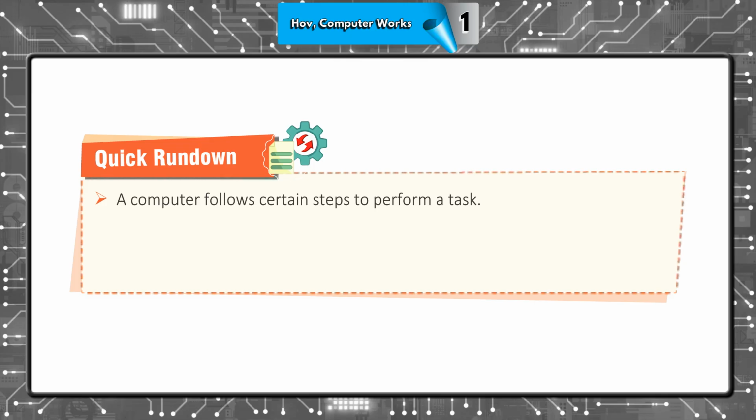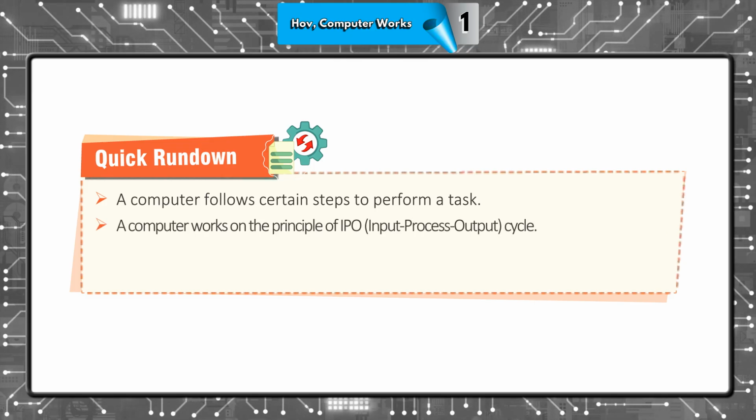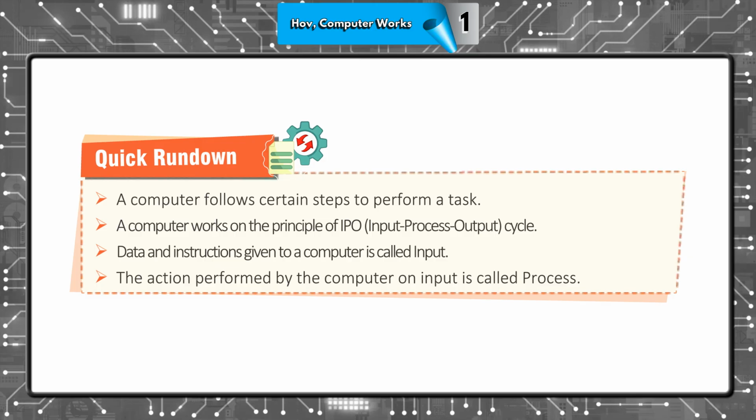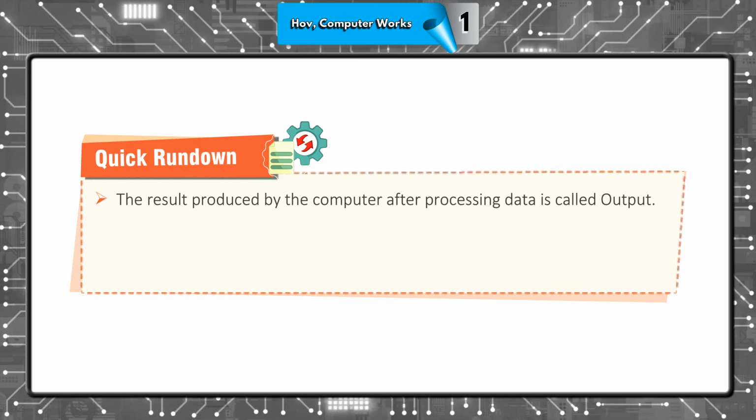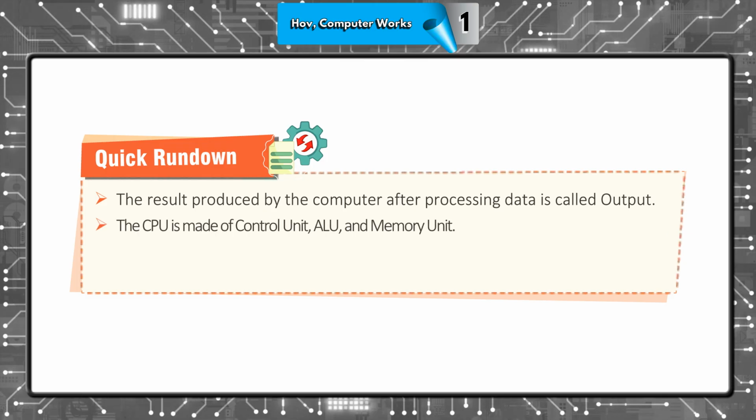Quick rundown. A computer follows certain steps to perform a task. A computer works on the principle of IPO, the input, process, output cycle. Data and instructions given to a computer is called input. The action performed by the computer on input is called process. The result produced by the computer after processing data is called output. The CPU is made of control unit, ALU, and memory unit.